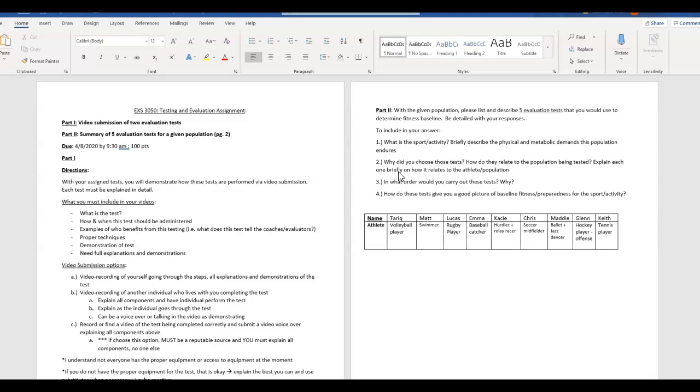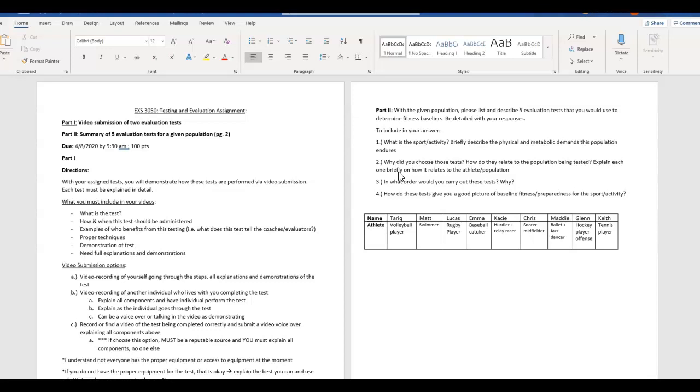Number 2, you need to tell me, why did you choose those tests? You need to list the 5 tests and tell me why you chose those tests. How do they relate to the population being tested? Explain each one briefly on how it relates to the athlete and population. So for example, if you had someone who was a sprinter and you put in there, you're going to have them do a 3-mile test. Okay, well, why are you having them do that 3-mile test? As long as you have a justification for it, put that in there. But what test would be better for that athlete, okay?